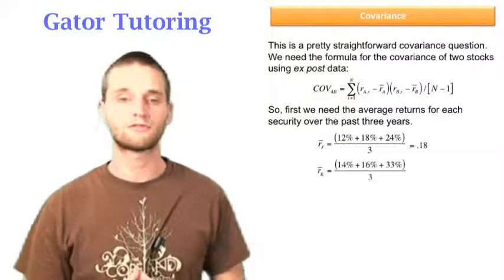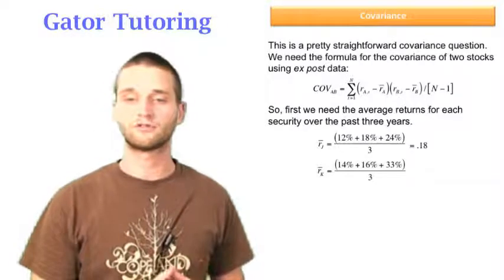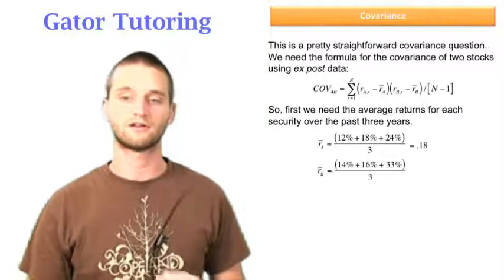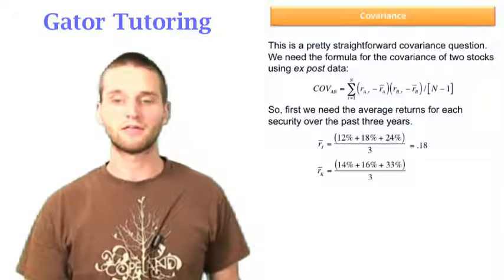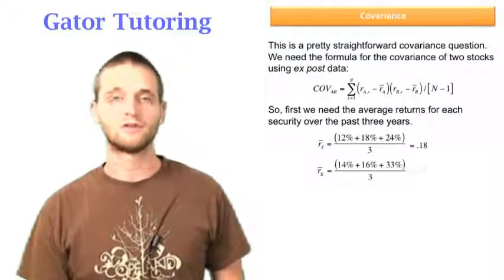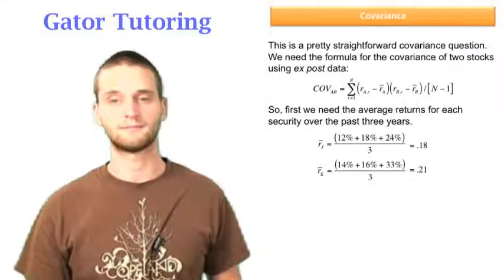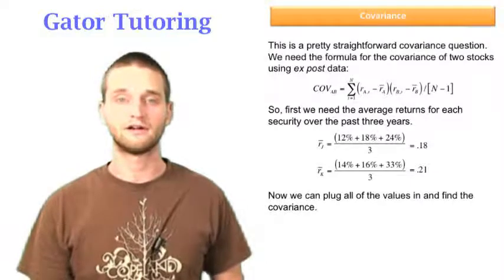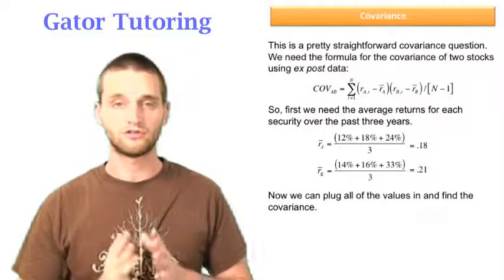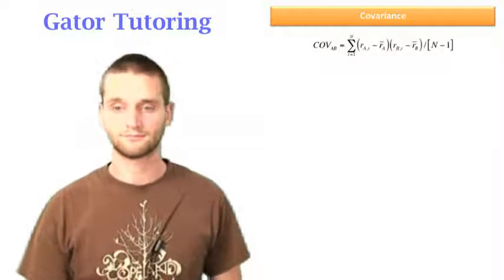We do the same thing for security K. It earned 14% in the first year, 16% in the second year, and 33% in the third year. So when we add those up and divide by 3, we see that security K returned on average 21%. So now we can plug all of the values in and find the covariance. We have everything we need. We can just use the direct formula for covariance.